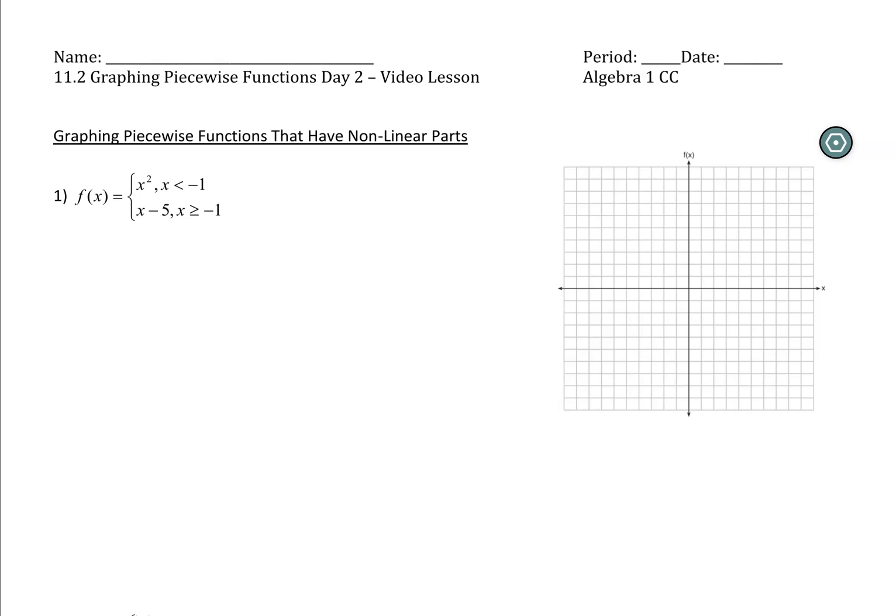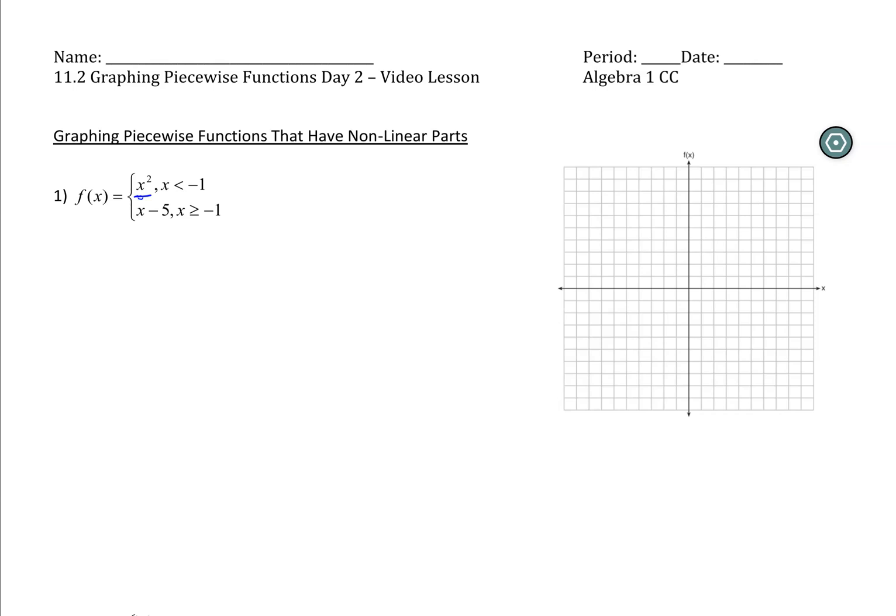So let's look at this first example here. Again, the key thing is that you need to figure out the point values and the points in general for the portion of the graph that you need. In this first one, we're dealing with the portion of the function of just x squared, and we're going for all the x values that are less than -1.